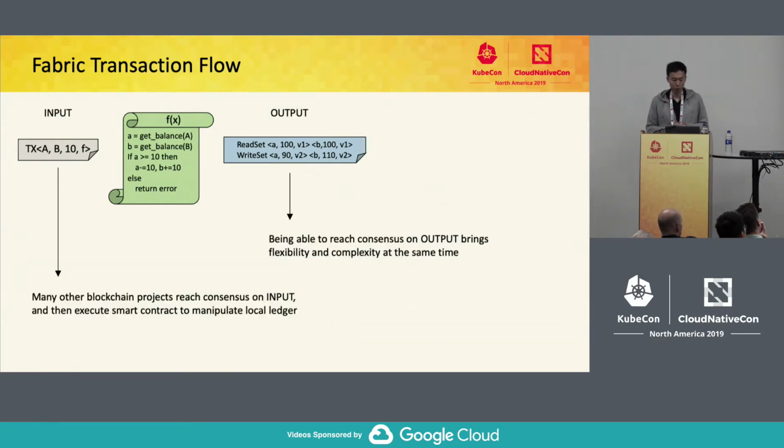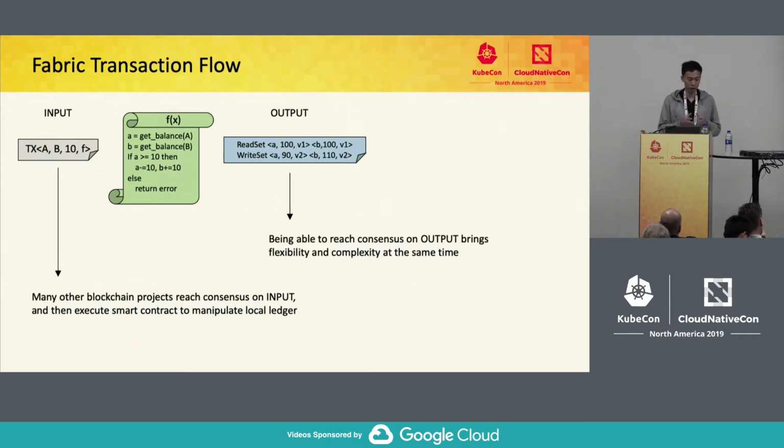And it's very important that Fabric has a very, I'd say, opinionated transaction flow compared to some other frameworks out there. Basically, it reaches consensus on the output of the smart contract. But many others, like Ethereum or EOS, other blockchain platforms, reach consensus on the input of the smart contract, meaning they first agree on the input, basically the transaction, and they individually apply that input, feed that input into the smart contract, and then generate exactly the same output.